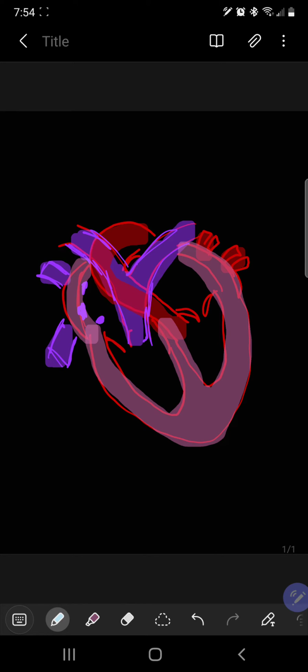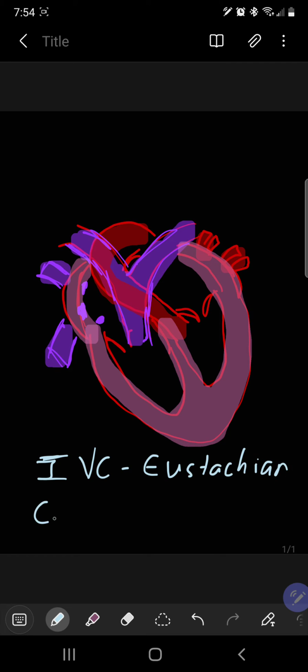And another mnemonic that I would like to share, well, these are not really valves but literally flaps. The IVC also has a valve, and it's known as the Eustachian valve. And the coronary sinus, which is like the vein that drains the venous system of the heart, has a valve, and it's called the Thebesian valve.